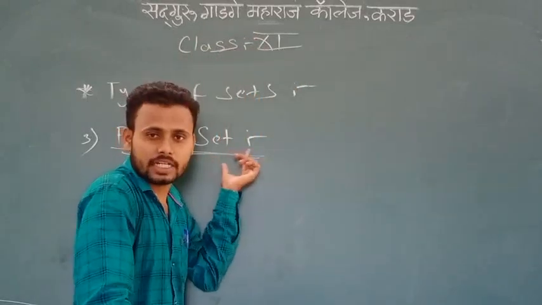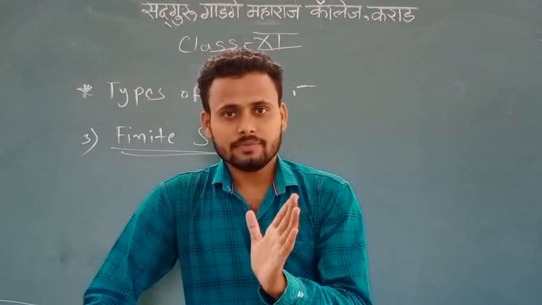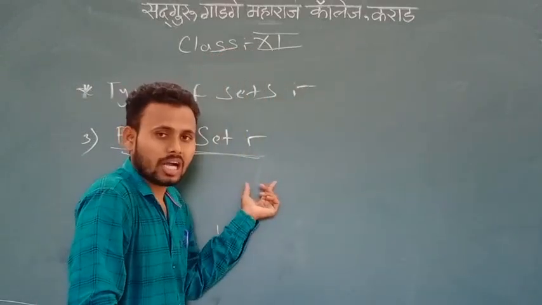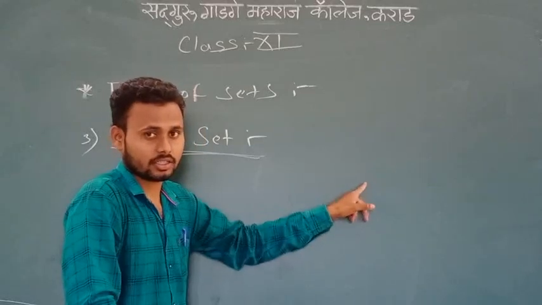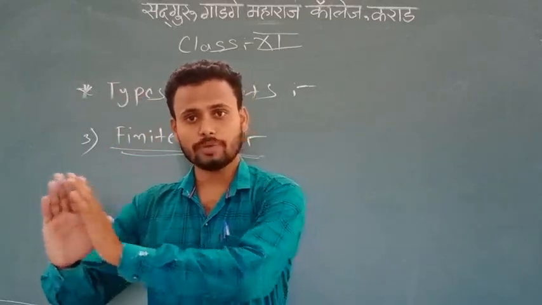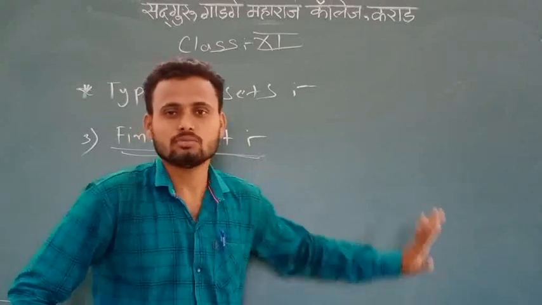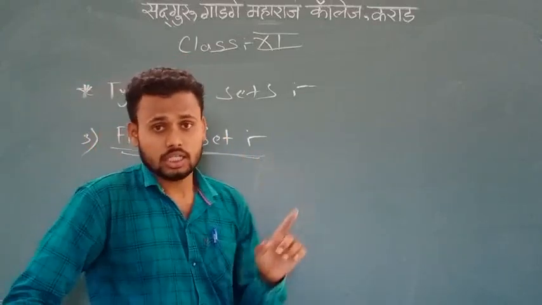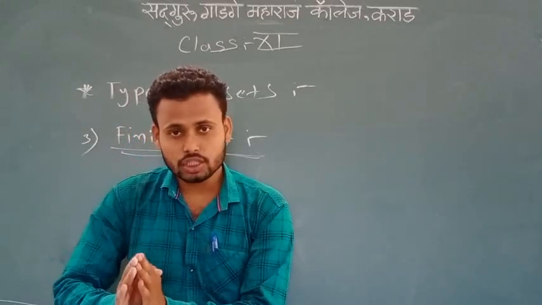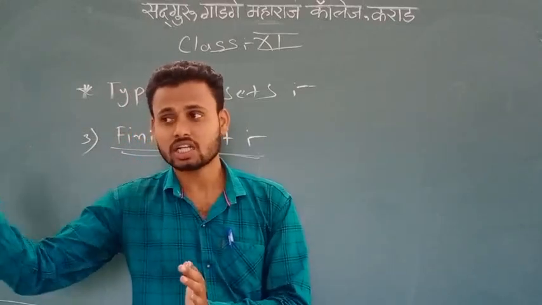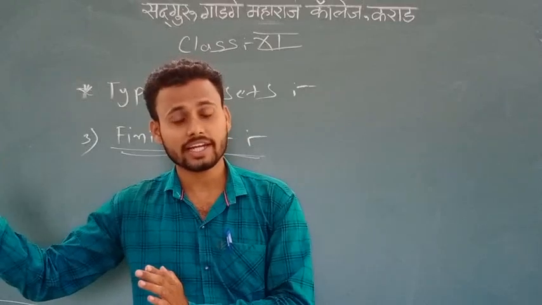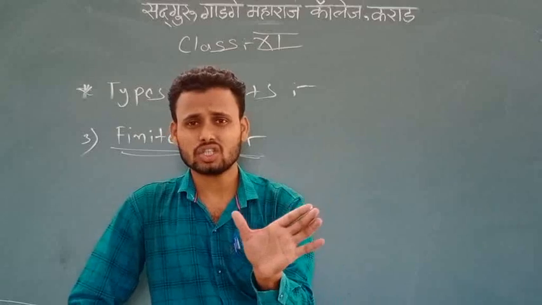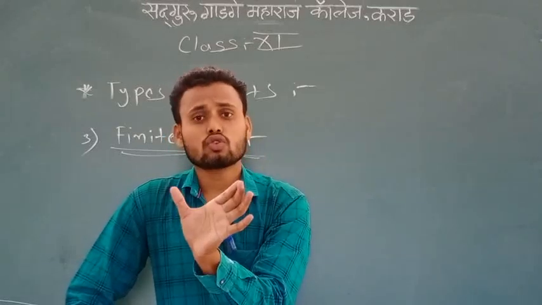Look at the definition of a set. In a set, if the process of counting of elements comes to an end, then that set is called a finite set. Finite set definition: in a set the process of counting of elements comes to an end, then that set is called a finite set. Simple. In a finite set we can count the elements.